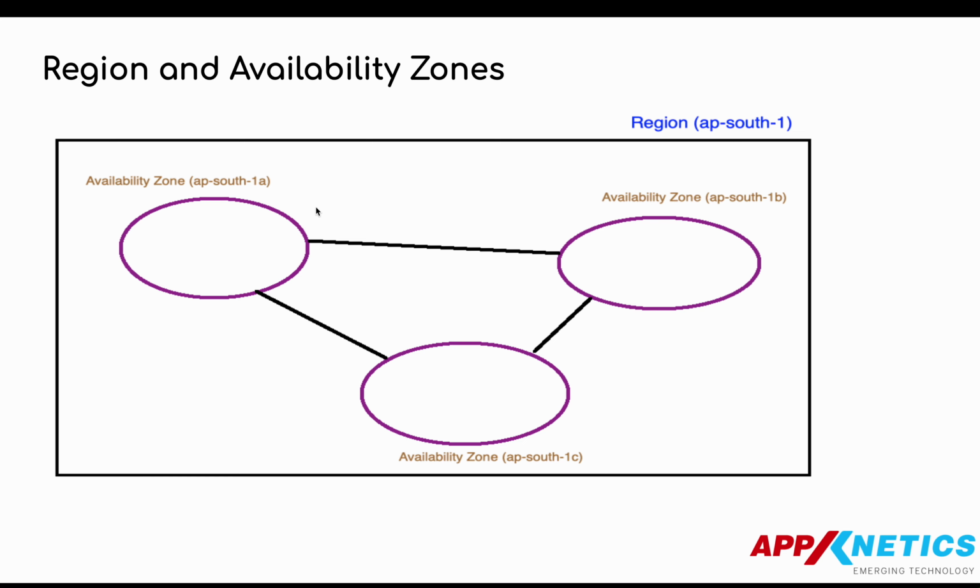If you see this diagram of regions and availability zones, as I explained, there will be a minimum of 3 availability zones and a maximum of 6 availability zones under one region. This is the region AP South 1, and under this region we have AP South 1A, AP South 1B, and AP South 1C. All three availability zones are connected with each other, and each availability zone will have redundant power and redundant network to make sure that if one availability zone fails, our data is secured in another availability zone.